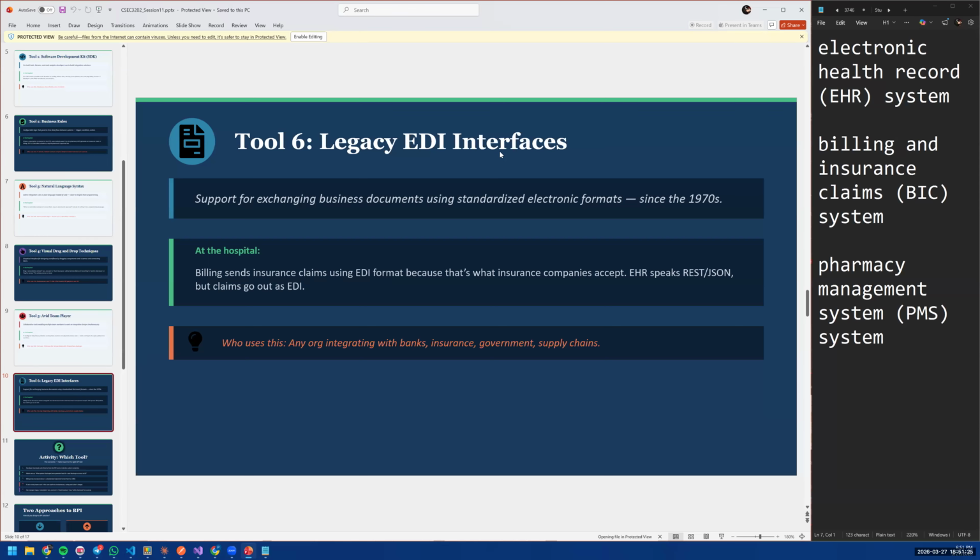So Jamaica's insurance and healthcare system, they likely still use EDI components. When you're integrating modern systems with older ones, you're very often going to need to implement support for EDI formats along with the modern APIs. So in our hospital example, you can think of the billing system possibly needing to send insurance claims using an EDI format because that's what the insurance company accepts. It's not a case where the insurance company will be able to change the way that they accept data because that's how all of their clients currently accept or send them data.